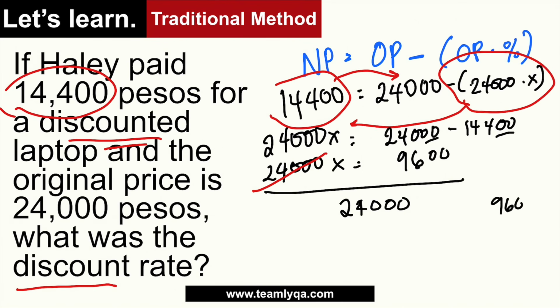Okay? 9,600 divided by 24, 1, 2, 3. Again, pwede mong i-cancel na yung mga zero na sobra kung ayaw mo na siya masyadong isipin. So 96 na lang divided by 240. So that will give you a decimal. So 0 point, and then now you put 0 there.